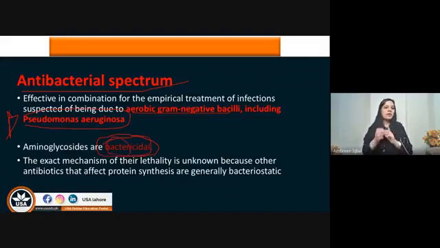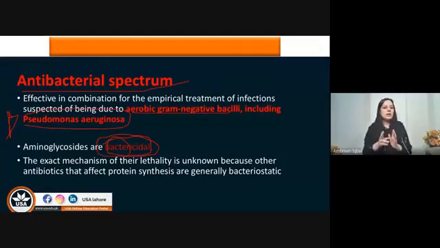We said there are two modes of drugs. Few drugs are bactericidal in nature and few drugs are bacteriostatic in nature. And aminoglycosides are bactericidal in nature. Fine. And the last time we studied about cephalosporins, they were also bactericidal in nature. We have studied about penicillin, they were also bactericidal in nature.